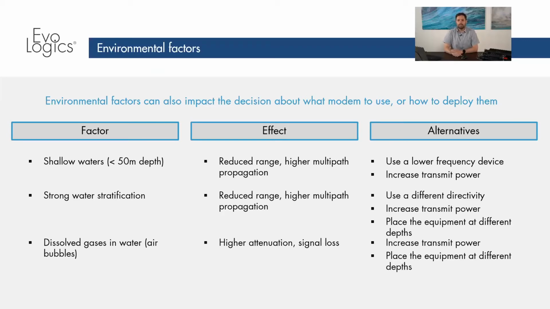Another factor that can happen is you have dissolved gases in the water body. So air bubbles or maybe gases from plant decomposition. This will generate higher attenuation, signal loss. And there are a few options you can try. So increasing transmit power or placing the equipment at different depths or different positions. But in some cases, this can also be a very strong effect, and then you might need to think about different solutions.